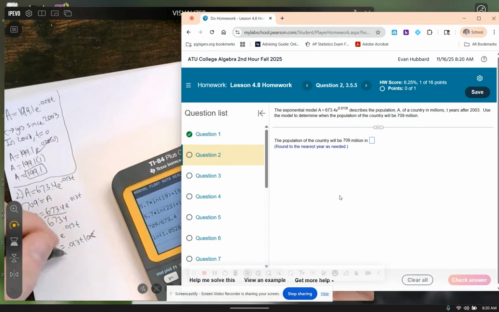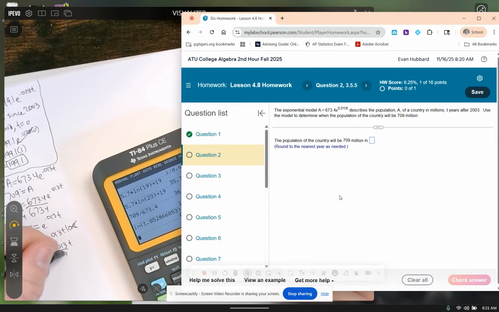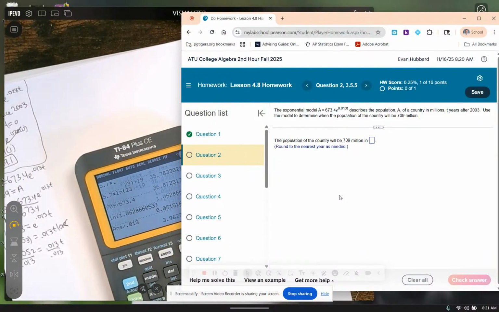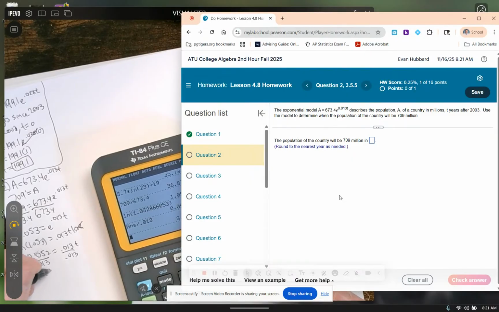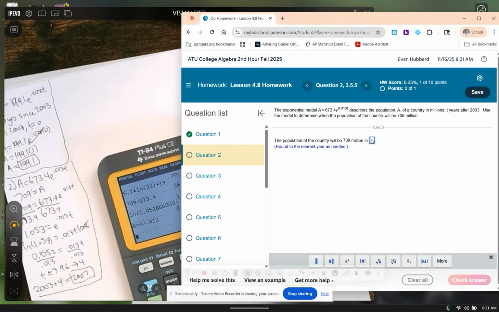So I got 0.052. So 0.052 is equal to 0.013t. Now we divide by 0.013. So this divided by 0.013. t is equal to 3.96. So what you're going to do is 2003 plus, which would be around 4, so it'd be around 2007. So 2007 would be the year. Hopefully, it's the year.